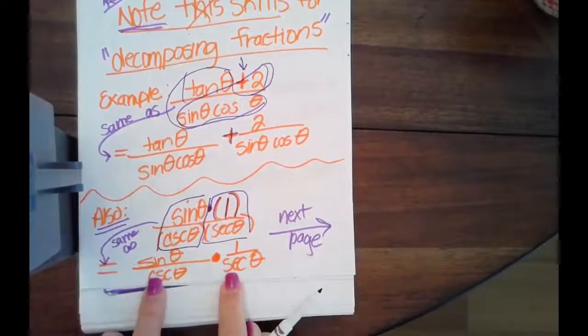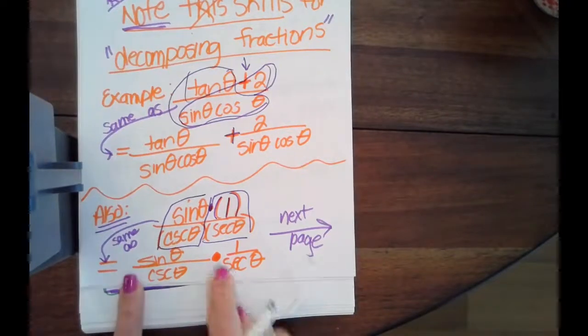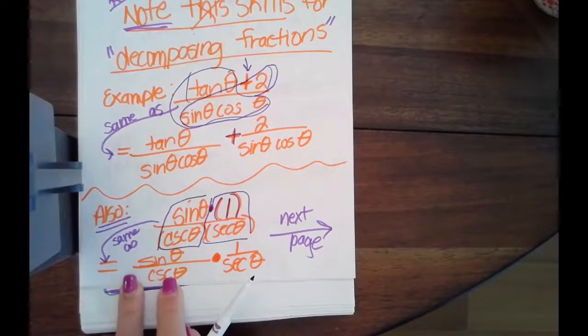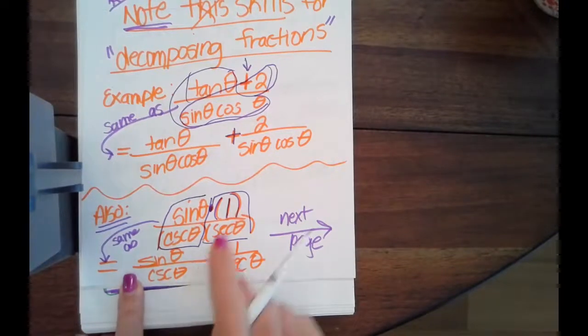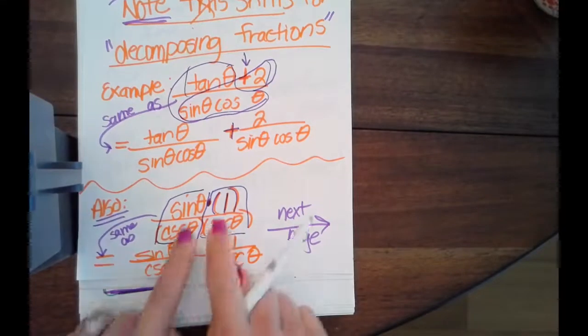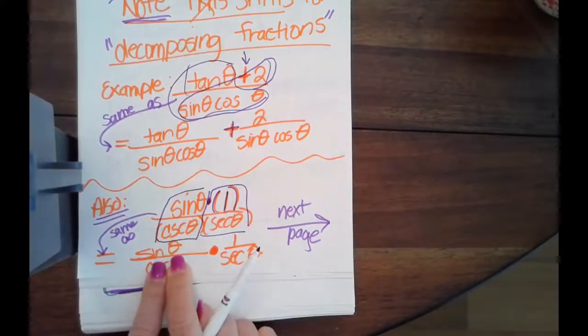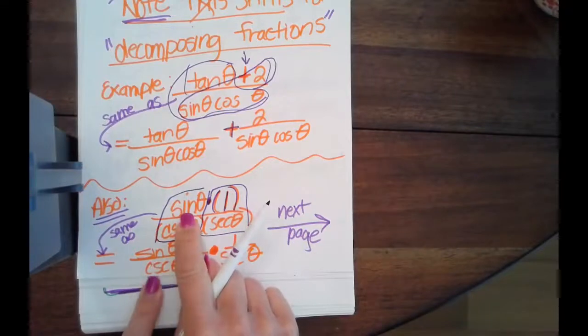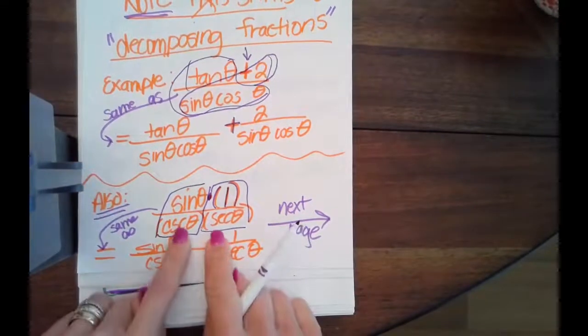So decomposition of a product or multiplication is simple. Sine of theta over cosecant of theta is one of your fractions times 1 over secant of theta. You multiply these two together, you'll get this back again. Sine of theta times 1 gives you sine of theta. Cosecant times secant gives you cosecant secant here.